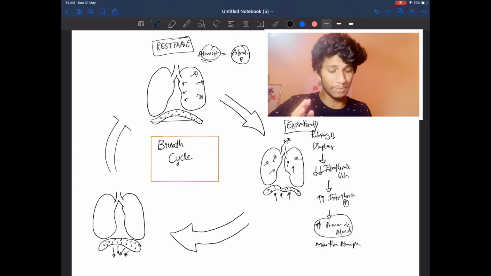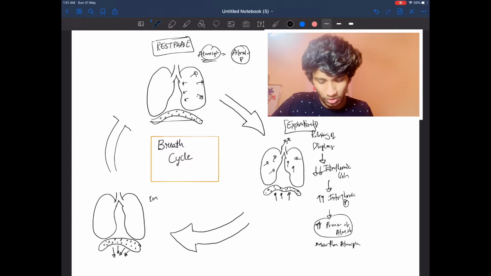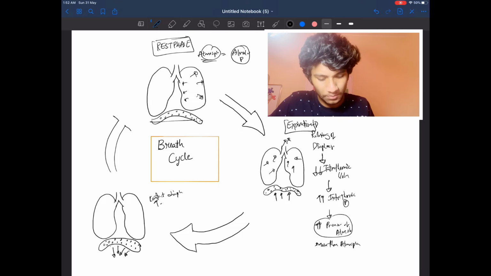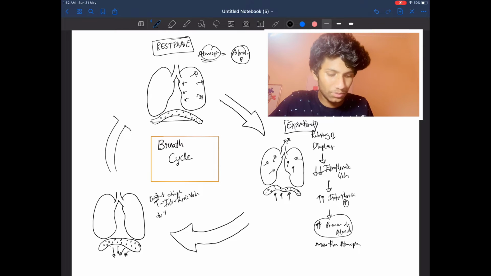And what is inspiration? The diaphragm needs to contract. Contraction of the diaphragm will increase the intrathoracic volume, which decreases the intrathoracic pressure, which also decreases the intra-alveolar pressure.